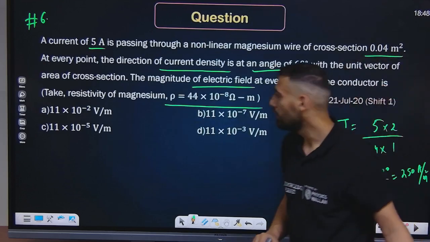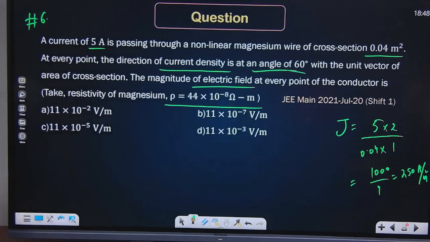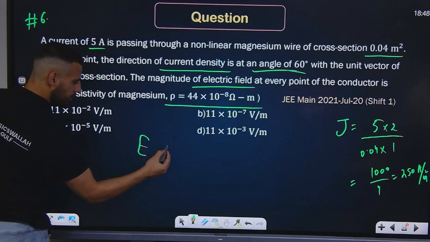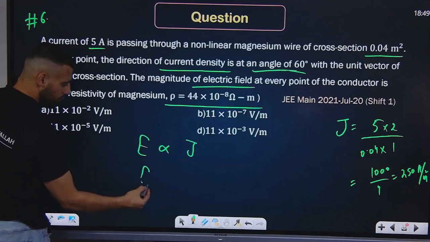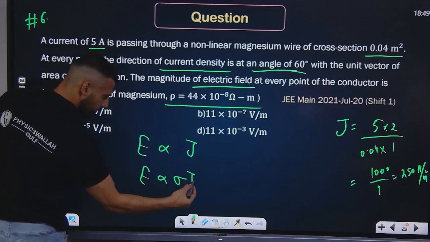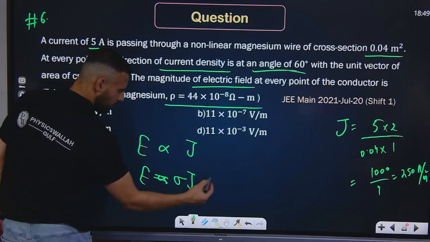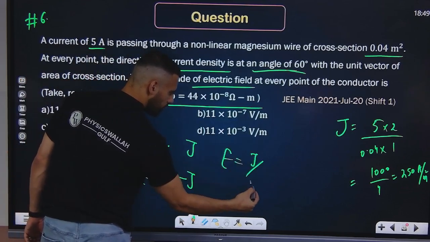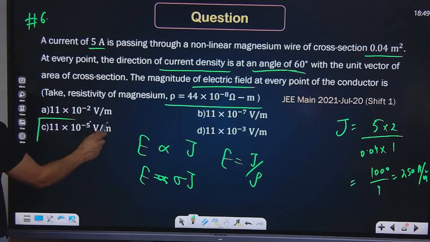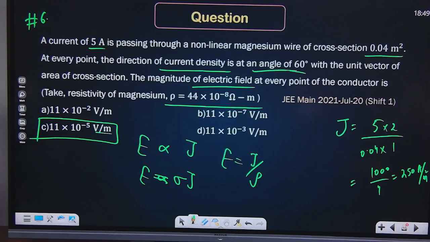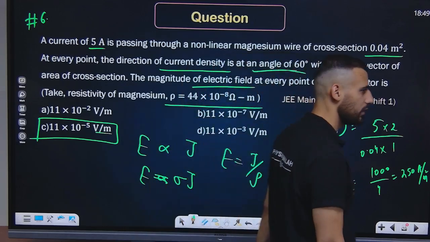Yeah, exactly. Very good. So he is asking you to find the value of the electric field, and you must know that electric field is directly proportional to J, right? So either J equals sigma E, or E is equal to J times rho. Now, because the resistivity has been given, you can use the equation for this. Right? The answer is C. Yeah, C is the correct choice. I'm happy. At least we got something, right?